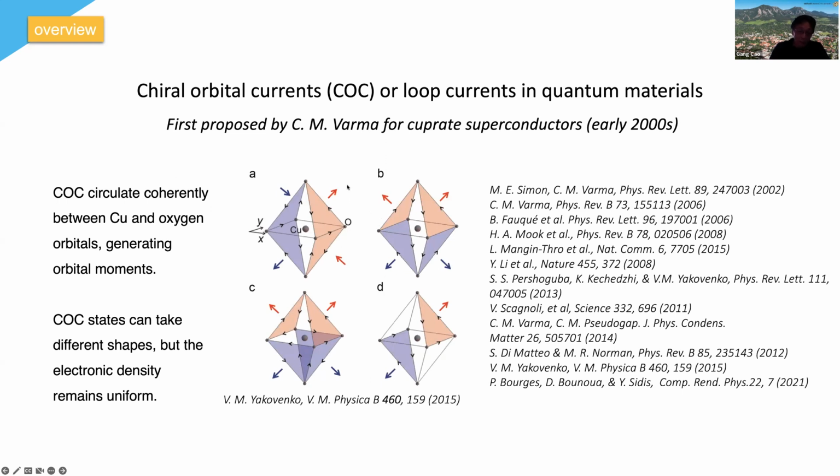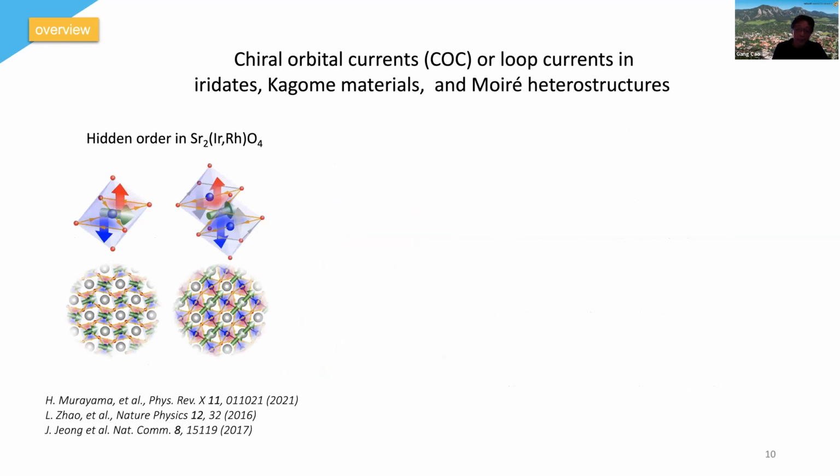So basically, these loop currents circulate coherently between copper and oxygen orbitals, and they generate the orbital moments that are indicated by these arrows. This is the start of the discussion of loop currents that may exist in cuprates, and later on people extended these concepts to other materials, for example iridates, and there are several papers reporting the existence of orbital moments due to the loop currents.